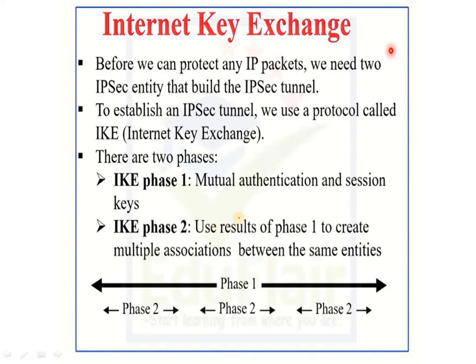In IKE phase 2, we use the result of phase 1, that is mutual authentication and session key establishment, to create multiple associations between the same entities. Between the same sender and receiver, we create multiple associations. As we can see in the figure, in phase 1 we develop only one IPsec tunnel between the sender and receiver, where mutual authentication takes place and the session key is exchanged.